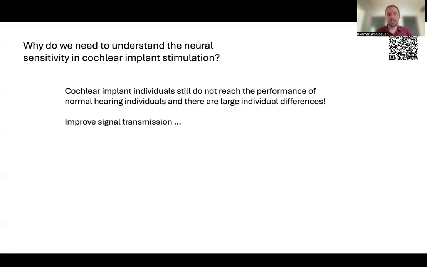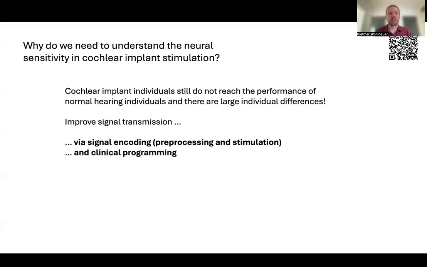There's a large performance gap, which we need to understand or identify where it's coming from. And when we understand it, we can improve signal transmission on the pre and post processing side, for example, with different signal coding, or also on the clinical side. Maybe we identify a region that has no response to electric stimulation or a weak response. Do we need to stimulate this region? Can we deactivate this region? Can we compensate with different methods to stimulate this region?